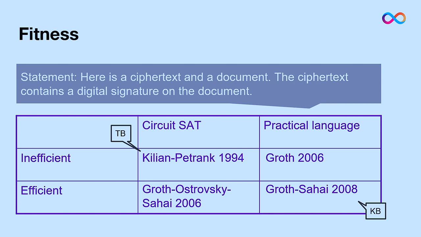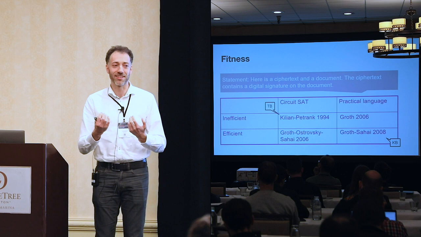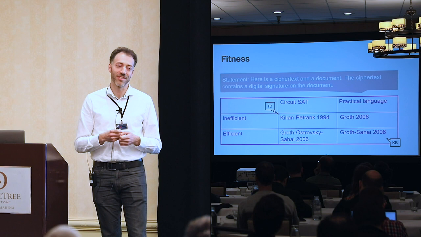If you wanted to use state-of-the-art non-interactive zero-knowledge proofs back in those days, you would look through the literature. You'd find Kilian and Petrank from '94 that says you should write this out as a 3-SAT formula and use a hidden bit model where you encrypt things and do some statistical sampling and so forth. And I think we're talking about a terabyte to prove this kind of statement, right? So it's great, it's non-interactive, but you probably still don't want to attach it to an email.